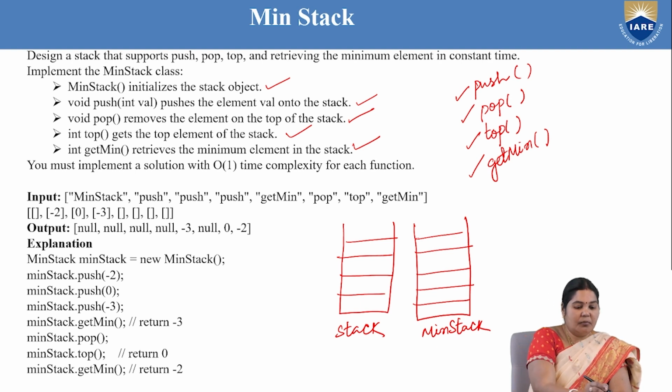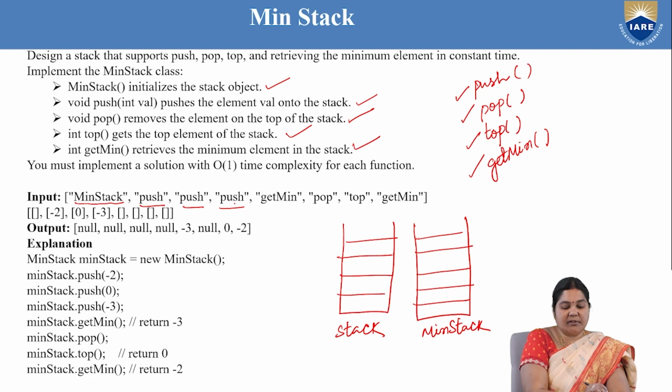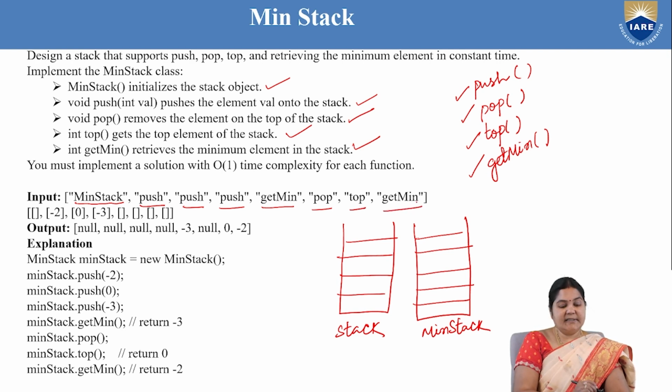Now, what is the input given? You have to initialize a mean stack. Then 2 times you have to do push operation. 3 times you have to do push operation. Then after that, you have to get the minimum element. So, always the minimum element, you will get it from the mean stack. Okay. Fine. Then you have to do 1 pop operation, 1 top operation. Again, you have to get the minimum element.